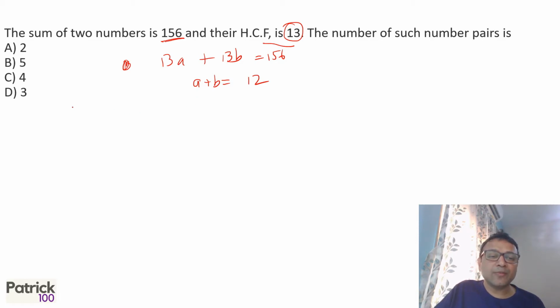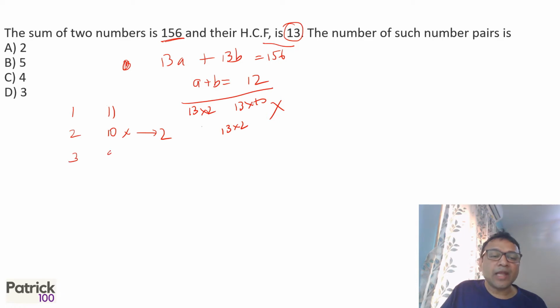It is possible that the first is 1 and the second is 11. 2, 10 is not possible because then 2 will become part of the HCF: 13 into 2, 13 into 10, the HCF will become 13 into 2, 26. So that is not possible. Next is 3, 9. Again not possible because 3 will be part of the HCF. 4, 8. Not possible because 4 will become part of the HCF. 5, 7. Possible. So 1, 11 is possible, and 5, 7 is possible.